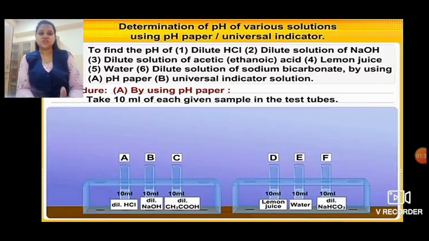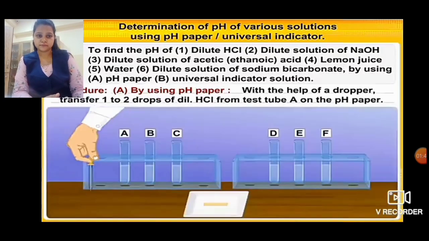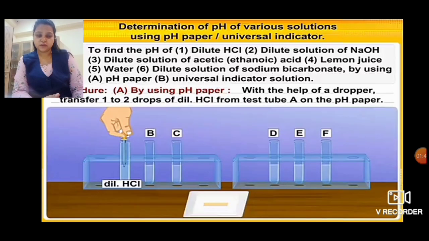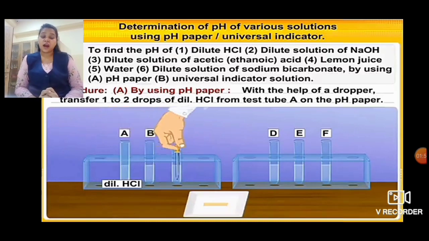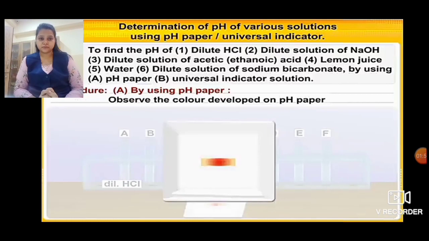We are going to put 10 ml of each of the 6 solutions that we have into the test tubes, and we are going to take a 2 centimeter pH paper. We are going to put the pH paper on the tile and with the help of a dropper transfer 1 or 2 drops of hydrochloric acid from test tube A on the pH paper.